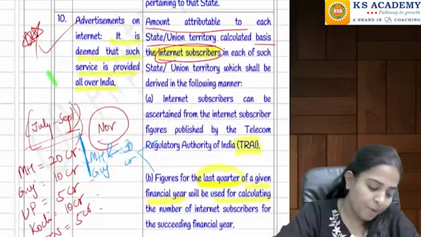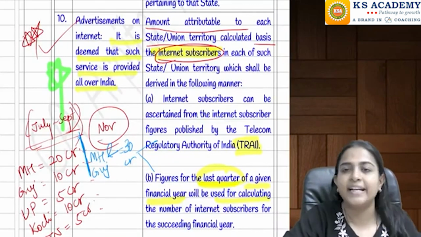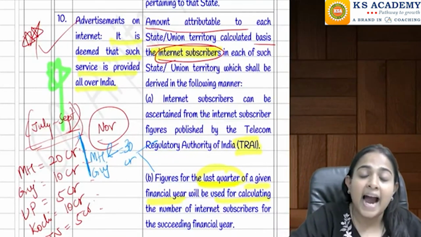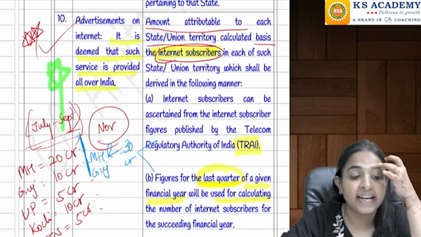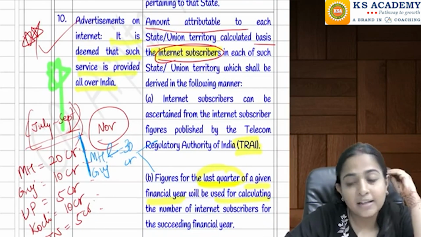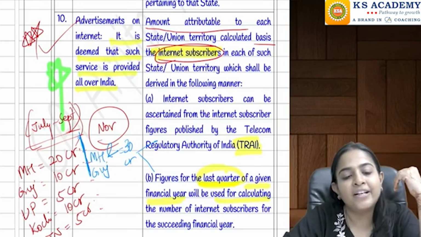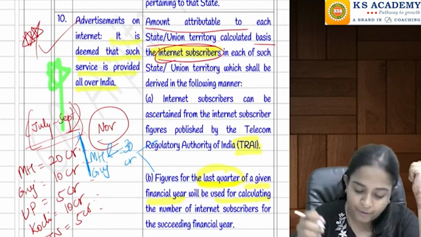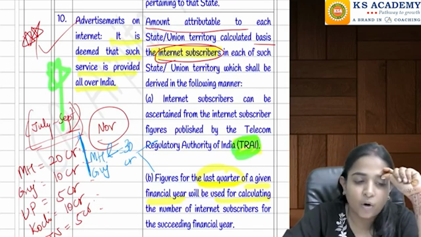Then again important, advertisement on internet. If the government is doing any advertisement on internet, it is assumed that the ad is run all over India. So how do we divide it in so many states? It will be dependent upon the number of internet subscribers in each state. Okay, number of internet subscribers. From where will we get that information? That information will be given by TRAI, Telecom Regulatory Authority of India.